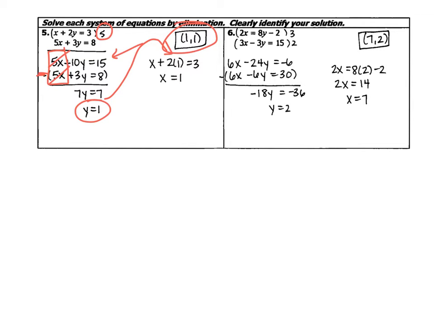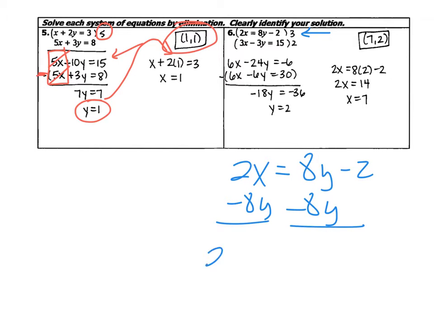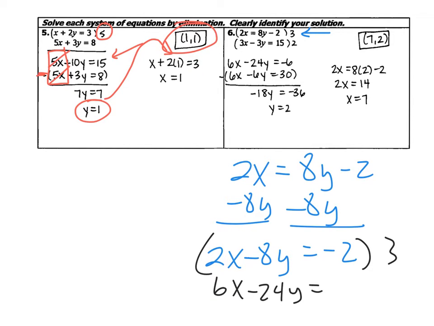On number 6, it's a two-line multiplication. Notice we're going to eliminate, and I want you to notice something. This equation right here, 2x equals 8y minus 2. Well, what they ended up doing, and they don't show you this, is they subtract the 8y from both sides, making it 2x minus 8y equals -2. This is when they multiply this whole thing by 3, and how they get 6x minus 24y equals -6. And that's the line you see right there.